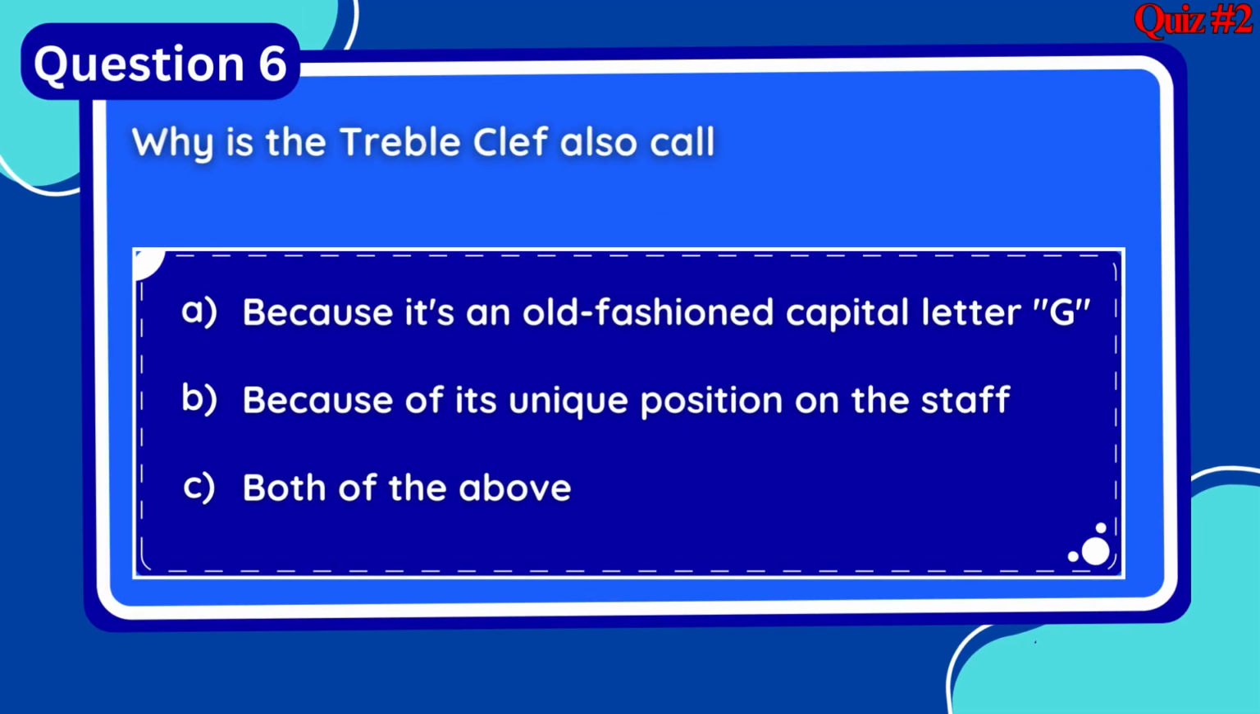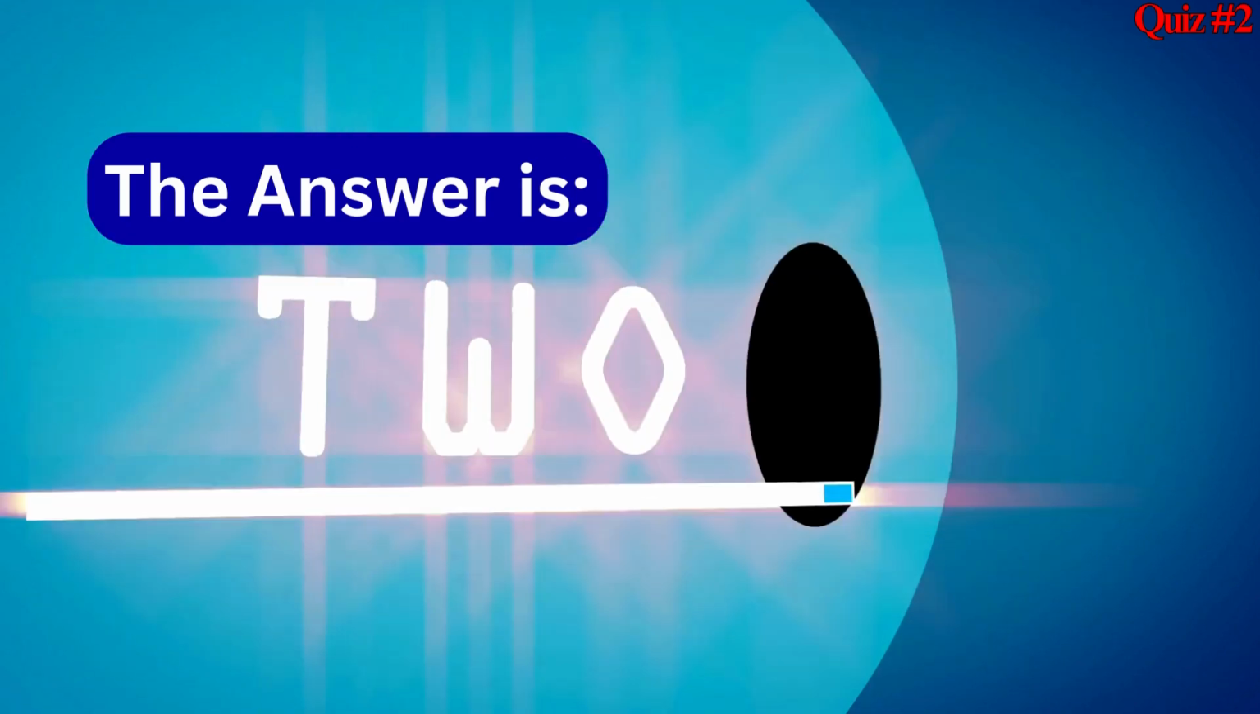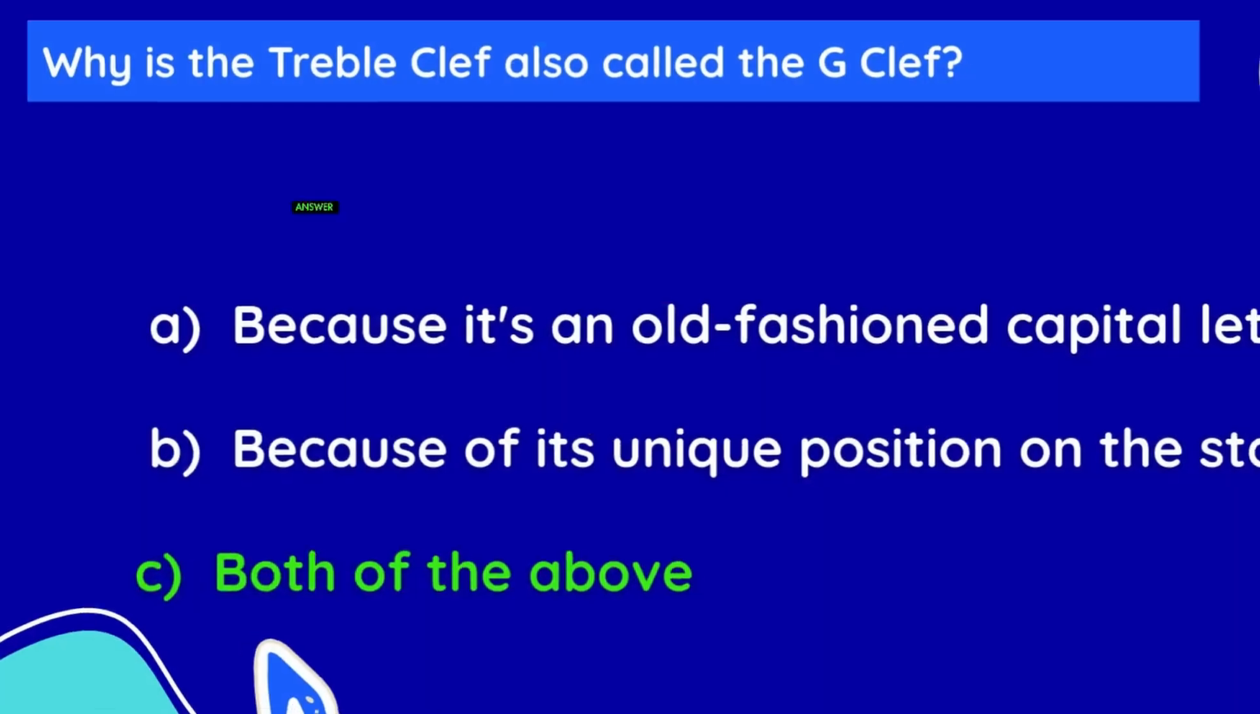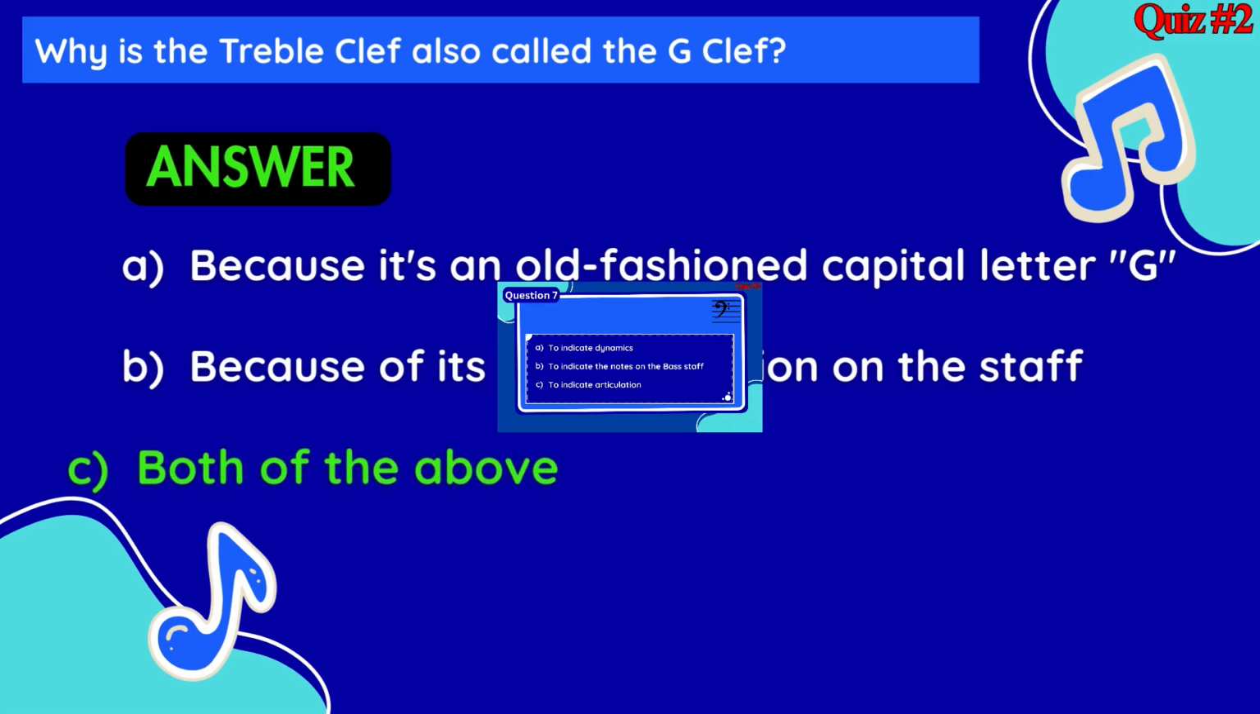Question 6. Why is the treble clef also called the G clef? A. Because it's an old-fashioned capital letter G. B. Because of its unique position on the staff. And C. Both of the above. And the answer is C. Both of the above.